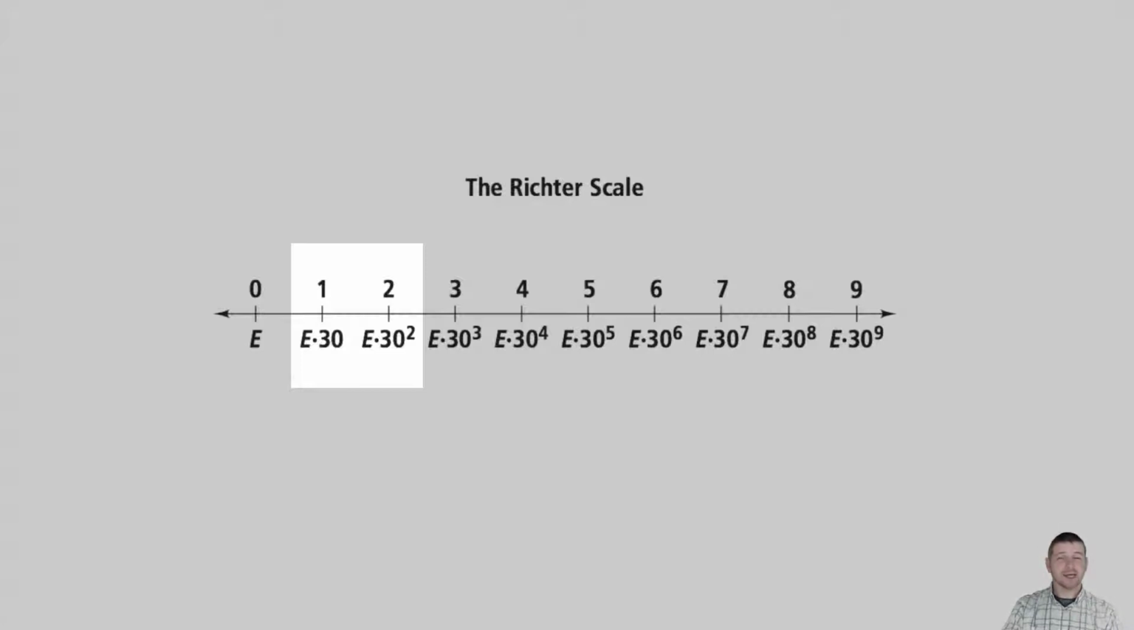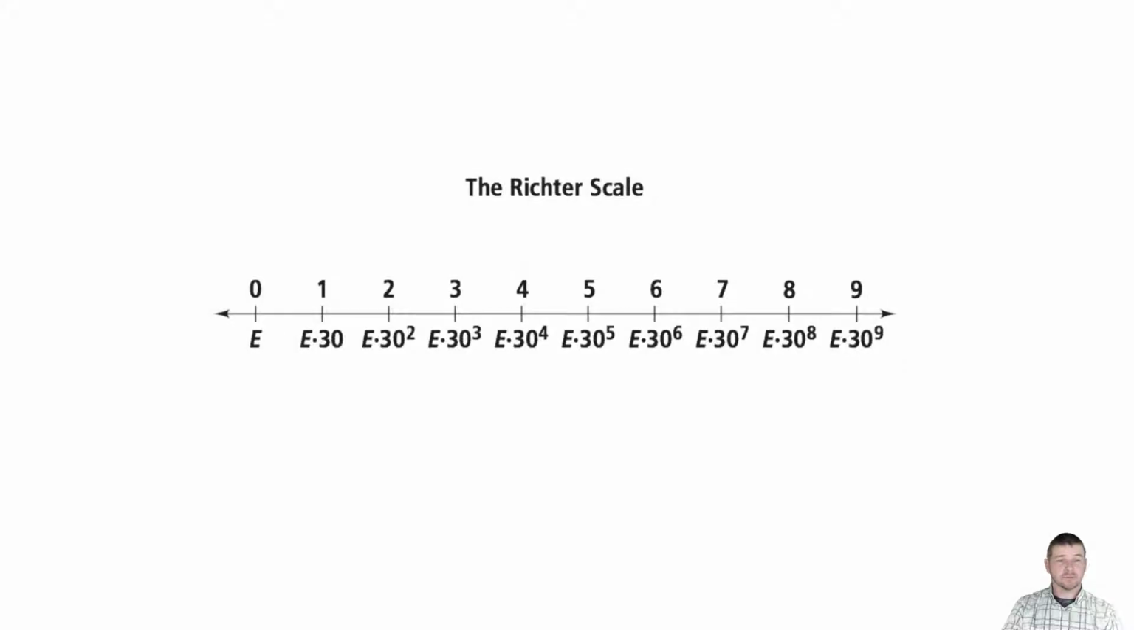Note that's 30 times as intense as a magnitude 1 earthquake. A magnitude 3 earthquake, well, that is E times 30 cubed, which is 30 times the magnitude of a magnitude 2 earthquake on the Richter scale, and so on. So each time the magnitude increases by 1, the energy released is actually multiplied by 30.